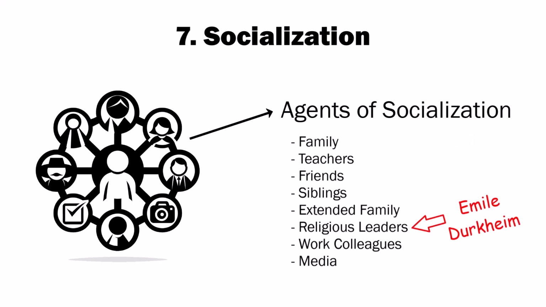Emile Durkheim highlighted the importance of religion as an agent of socialization, especially for the passing down of mores or moral norms from generation to generation. Other agents of socialization include the school, siblings, friends, teachers, and of course the media.